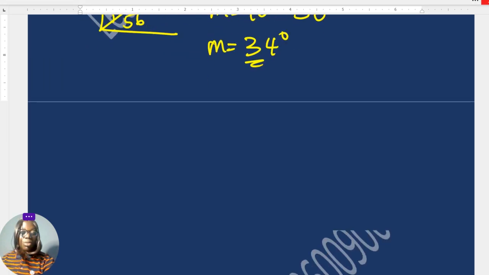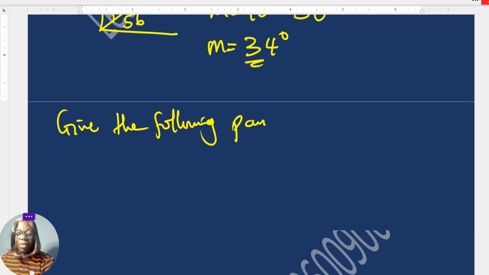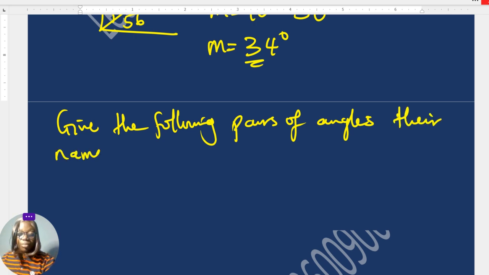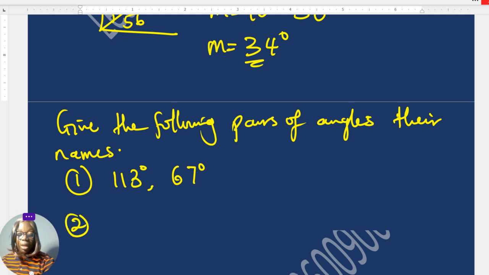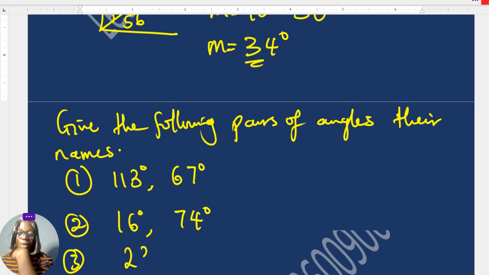Now the next question. Now look at this. Give the following pairs of angles their names. Alright, now look at the first one, 113 degrees and 67 degrees. Okay, we have 16 degrees and 74 degrees. Number 3, we have 239 degrees.